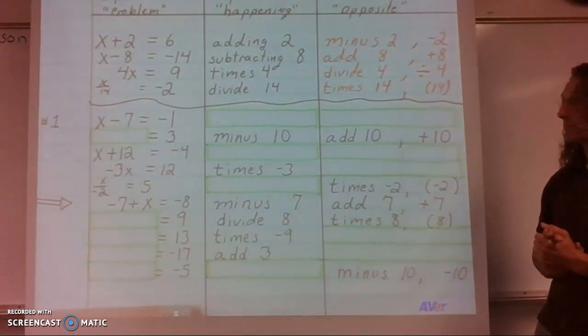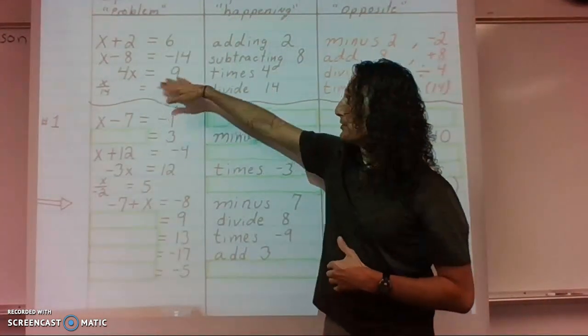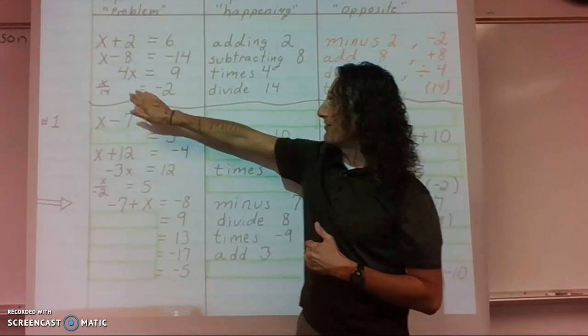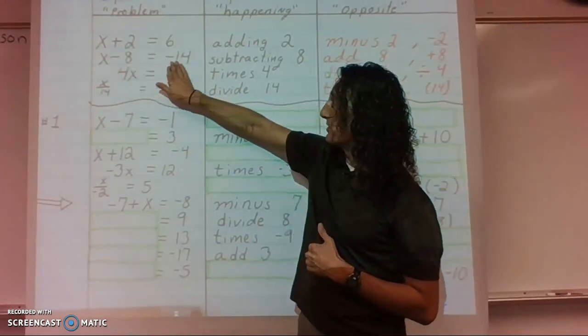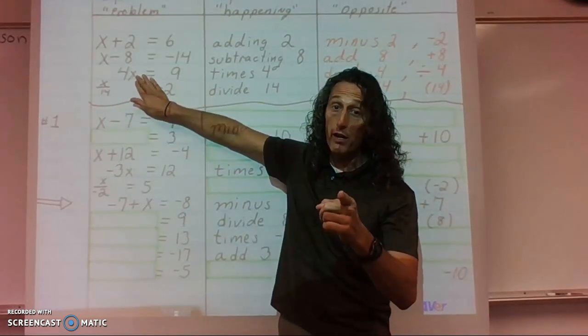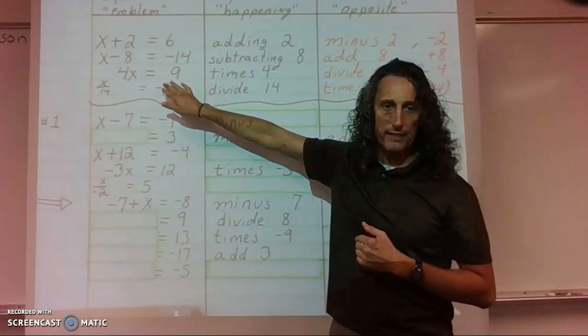All right, so what I put, we have an equation, right? We have an x plus 2 equals 6. We have an x minus 8 equals negative 14. We have a 4x, which means what? That's right, times. 4x equals 9.